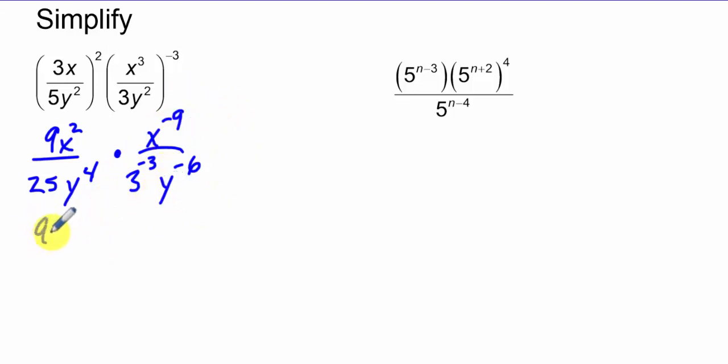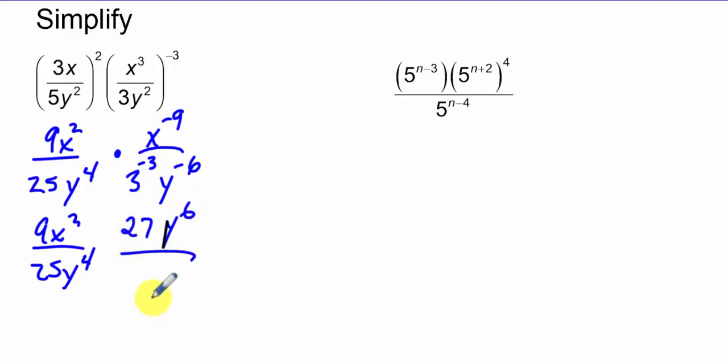So there's 9x squared and 25y to the 4th remain in place. Everything here is going to move. So I have a 3 cubed on top, which is 27. I have y to the 6th on top. And then on the bottom, I have x to the 9th. So now, rules for multiplying fractions. If you can reduce, go ahead and reduce diagonally or on top of each other, which we can't in this case. Well, actually, we can for the variables, but I'll do that in the last step.